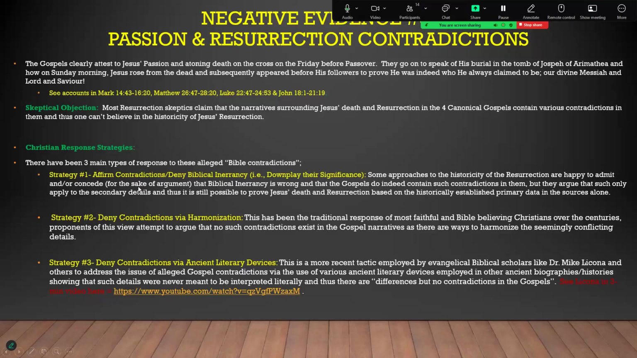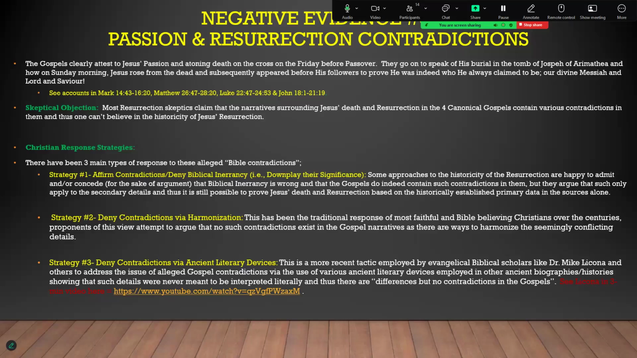And as you'll see, in terms of the Christian response, I've broken it into 3 different strategies that a Christian can respond to this objection. So strategy 1, I think, is what one of you said first: you can even affirm that there are these differences and even accept that there are contradictions, just for the sake of argument, for the skeptic. That would deny something like biblical inerrancy, but it doesn't deny that the resurrection event itself actually happened. So this is the first strategy.